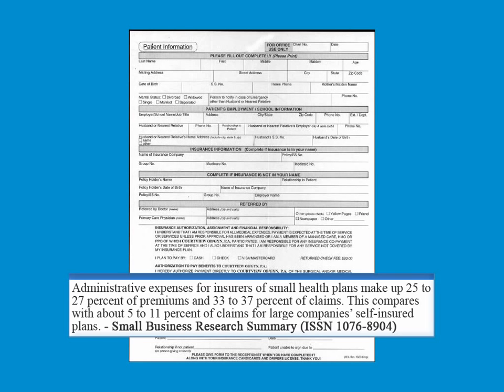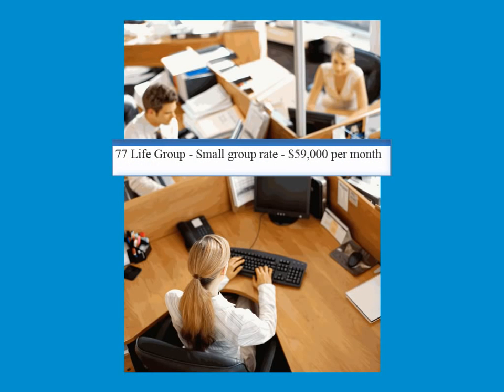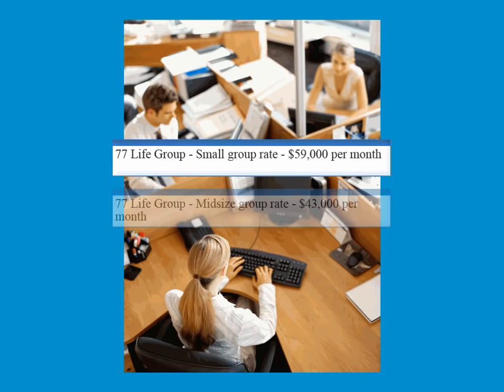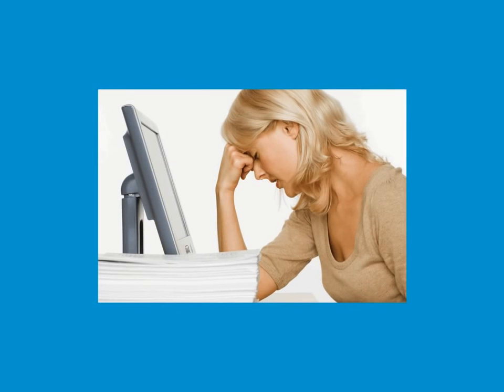The premiums small businesses pay have 3 to 4 times as much administrative costs built into them as plans in the large group market. To illustrate this, in 2010, a 77-life group grandfathered at small group rates in California would have paid $59,000 per month in premium, but quoted at mid-size rates, the same group, same industry, same employees pay just $43,000, a 27% decrease and an annual savings of $192,000.